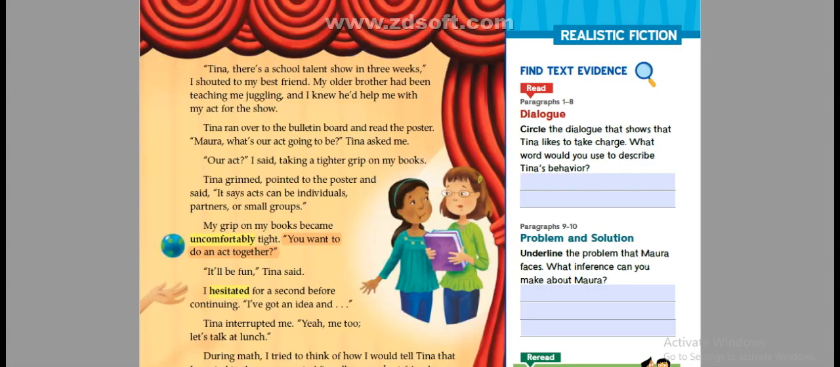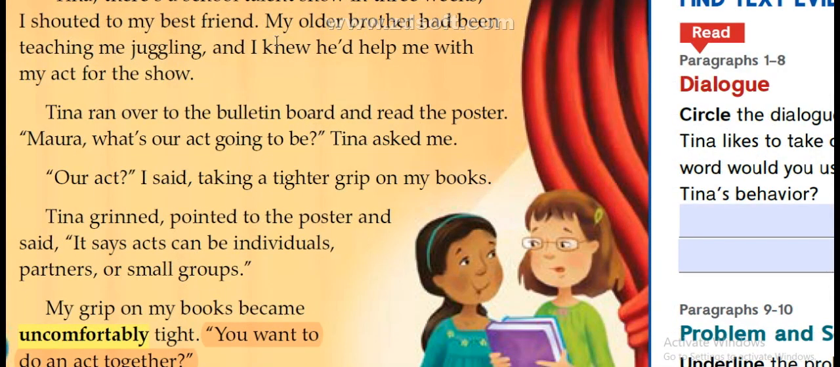And last time we read that Tina, uh, Mora knew that there is a talent show in her school, so she wanted to do juggling. Why did she choose juggling? Because her older brother taught her juggling. So she's good at juggling. She wants to show people her talent, which is juggling. So this is her act for the show.